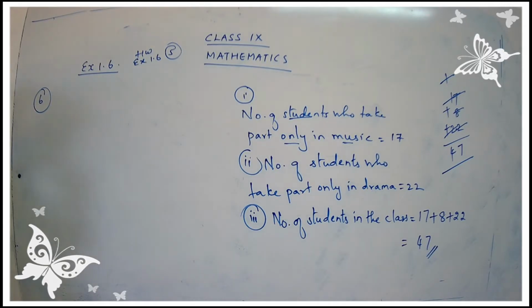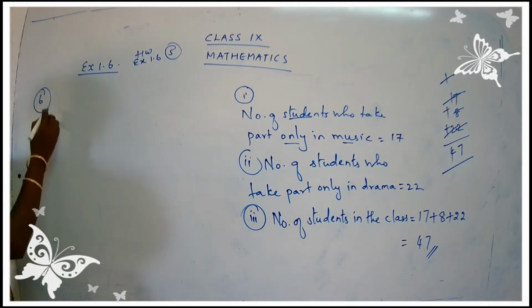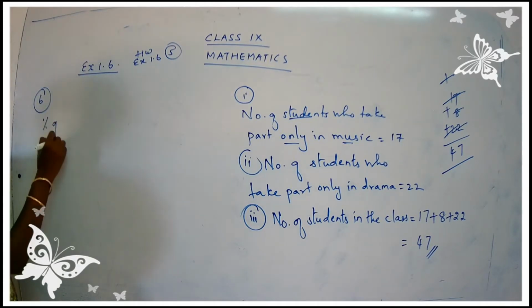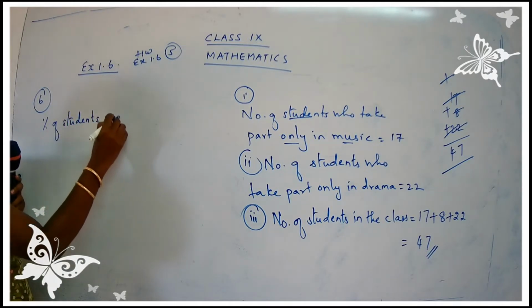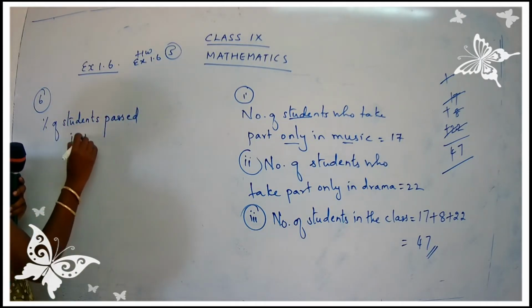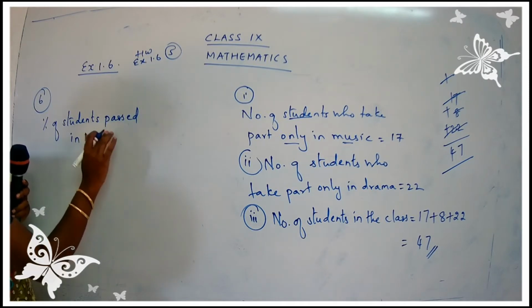In an examination, 50% of the students passed in mathematics. So what is the percentage of students passing in mathematics? It is 50%. So write down the statement here. I hope you have taken down the question. So now let's go with the answer part. Write down. Percentage of students passed in mathematics. Just write down here.